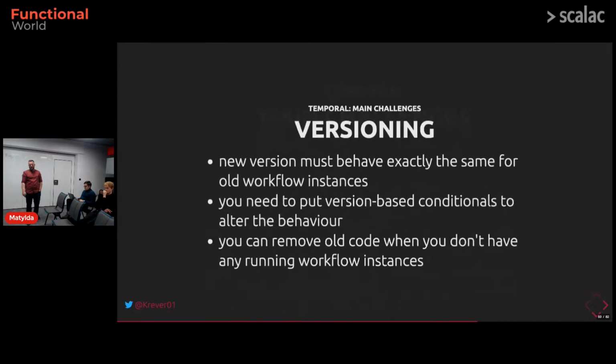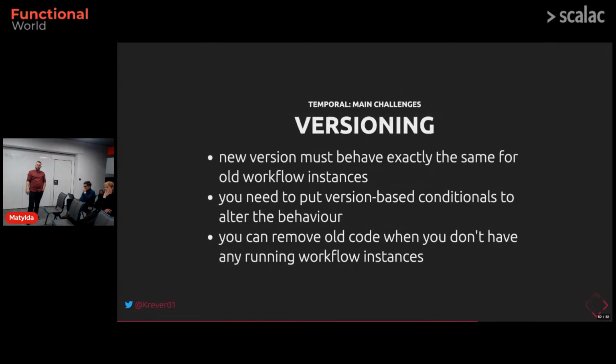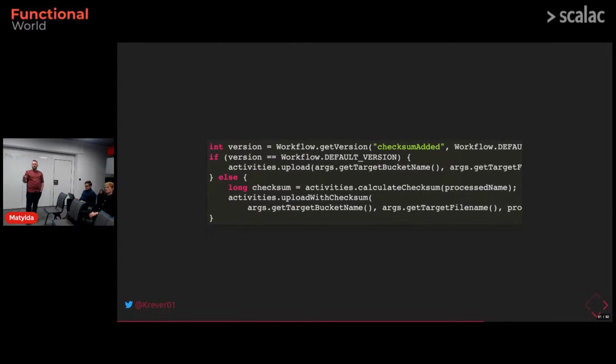Let's see from the perspective of the challenges. When you introduce a new version, your old workflow must behave the same. Your old workflow instances will use the same code. This means that all the activities have to be invoked in the exact same order. And this means you need to put this kind of stuff in your code. You check what is the version of the process, and based on this, you make a decision of what activity to invoke. The new version uses this one, the old version uses that one. And then after some time, your whole workflow becomes cluttered with this kind of conditionals.